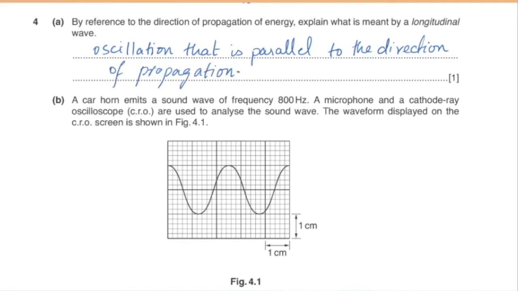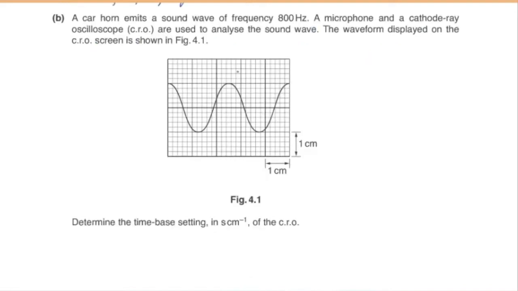Part B, a car horn emits a sound wave of frequency 800 Hz. A microphone and a cathode ray oscilloscope are used to analyze the sound wave. The waveform displayed on the CRO screen is shown in figure 4.1. Determine the time-based setting in seconds per centimeter of the CRO.